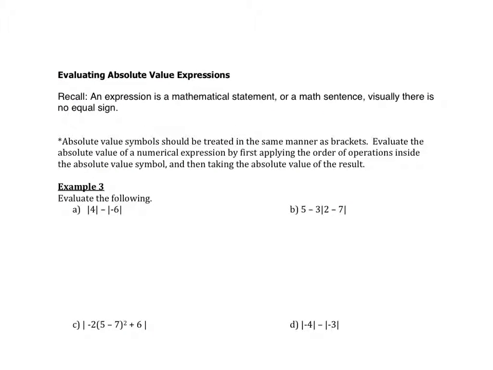Okay, so now we're going to evaluate absolute value expressions, and I just want to highlight that the term expression is a mathematical statement and there is no equal sign. All right, so here in part A, let's figure out what the absolute value of 4 minus the absolute value of negative 6 is. So first, figure out the absolute value portions. The absolute value of 4 is simply 4. Then we want to subtract, and the absolute value of negative 6 is 6. So we've got 4 minus 6, which equals negative 2.